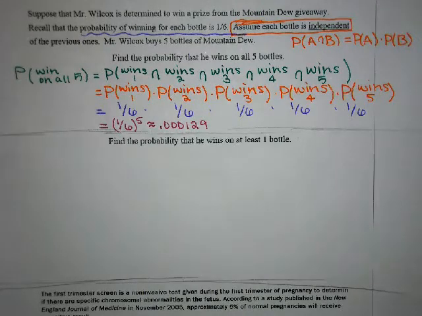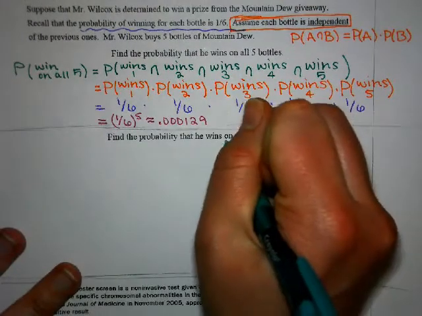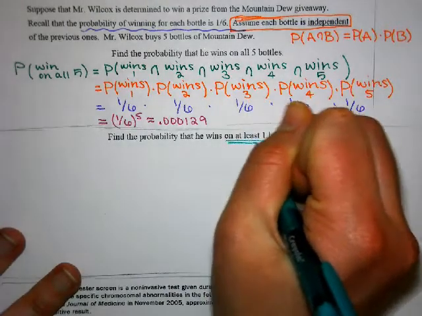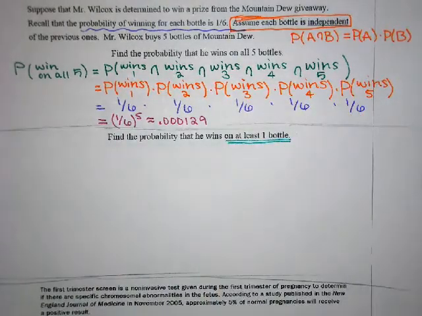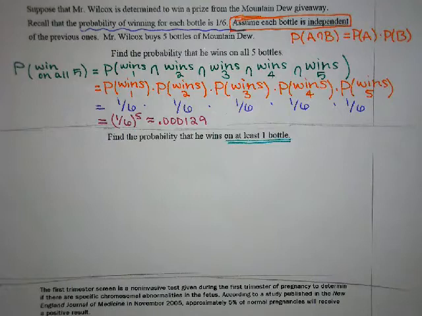Now I'm going to introduce how to use one of our previous rules in a new way. So we want to find the probability that he wins on at least 1 bottle. Now, what does that phrase actually mean? He bought 5 bottles. What does it mean when we say wins on at least 1 bottle? What does that mean?